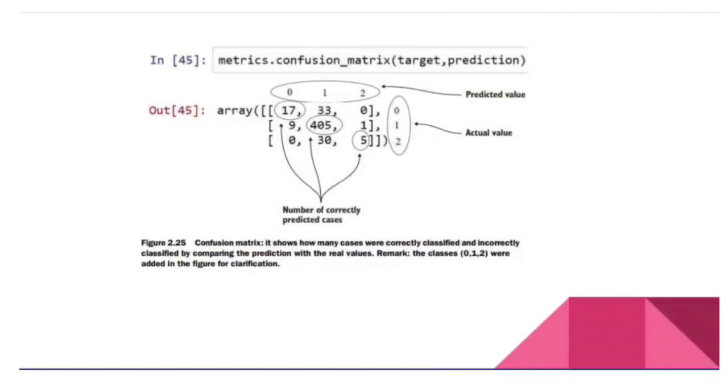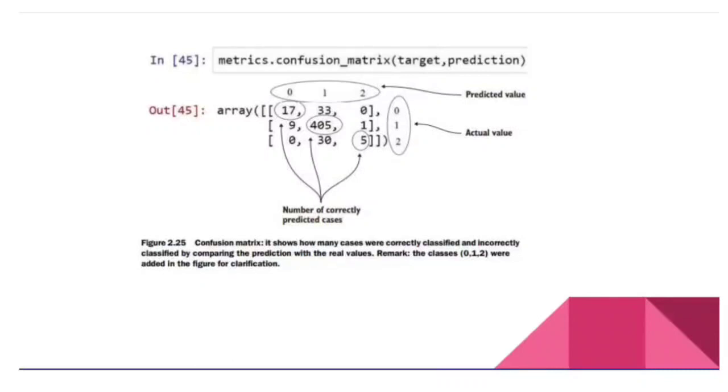So what is a confusion matrix? It will give the values in an array, right? So here we are given the example array 17 33 0 9 405 1 0 35. So this is your output. We have row values and then column values, right? So row values 0 1 2 are the predicted values, and column values 0 1 2 are the actual values. So on the diagonal we have 17, 405 and then 5. So 17 are predicted as class 0, and then 405 values are predicted as 1, and then 5 values are predicted as 2.